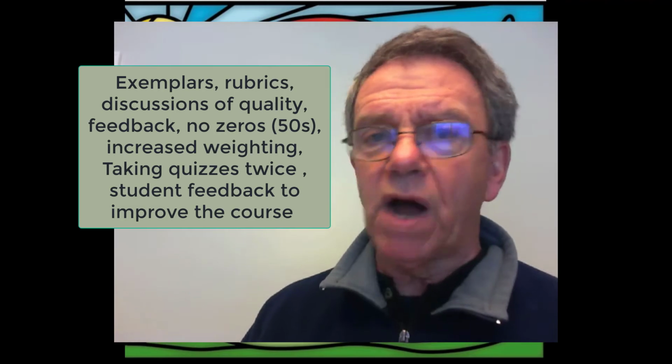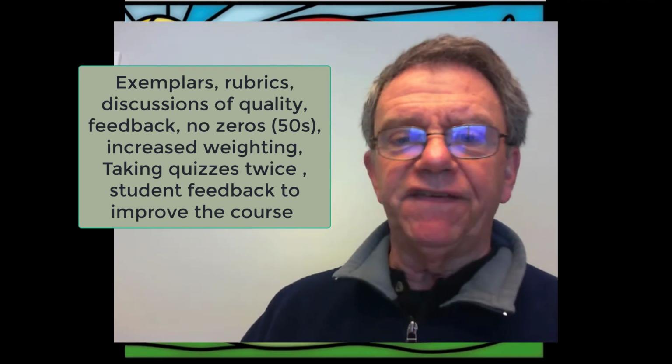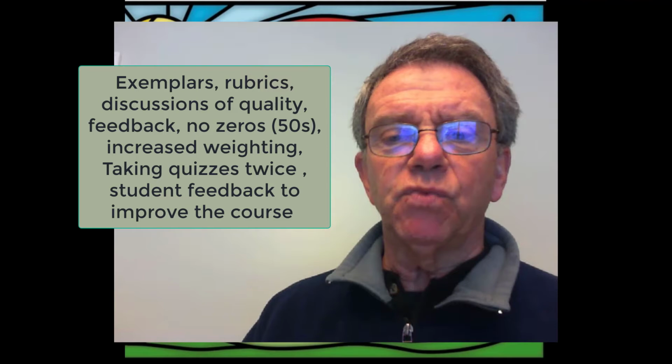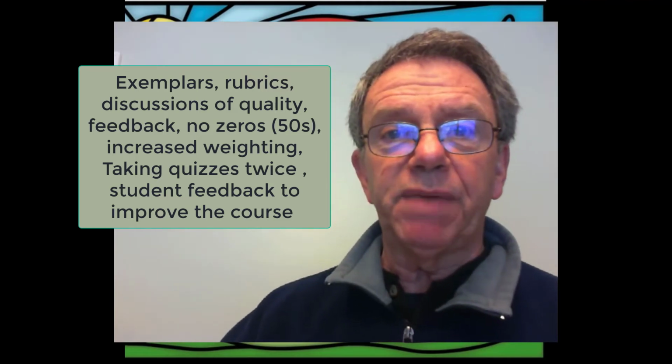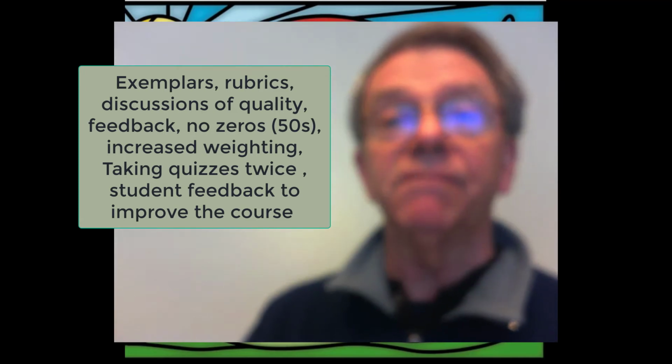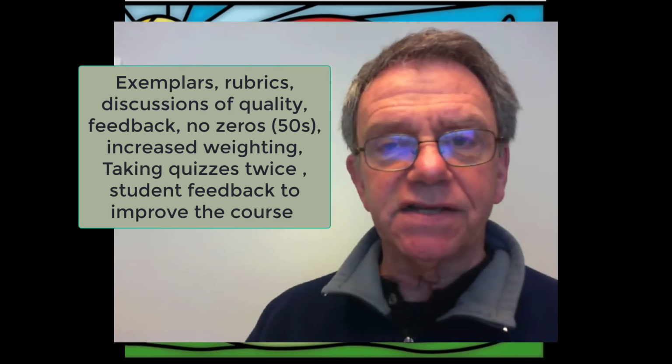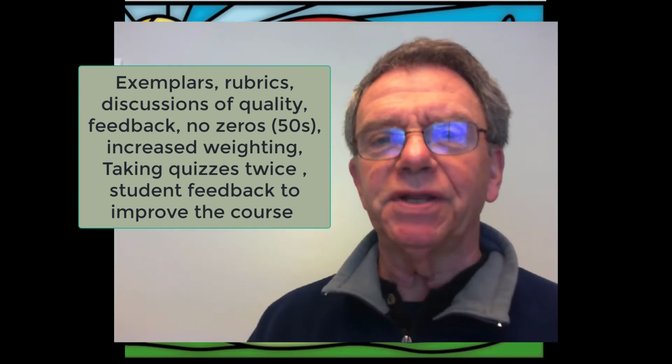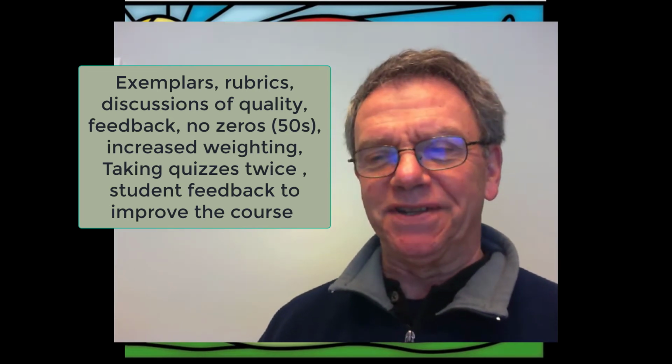It's appreciated, especially if you highlight the topics of this discussion: exemplars, rubrics, discussions of quality, teacher and peer feedback, 50 is the lowest grade, increasing weighting of assignments as you receive more feedback, second chances on quizzes, and the solicitation of student feedback to make the course better. Those are all things I've incorporated. I've got to stop pounding my table because it makes a noise in the video. These are all strategies I've tried to model because we tend to teach the way we were taught as opposed to what we were taught.